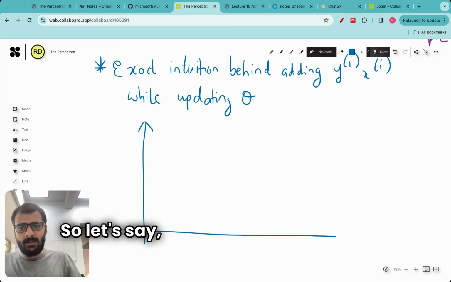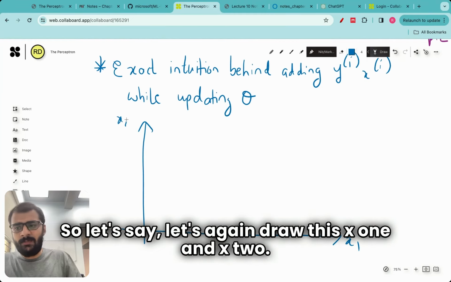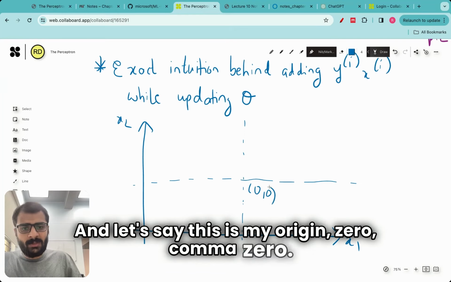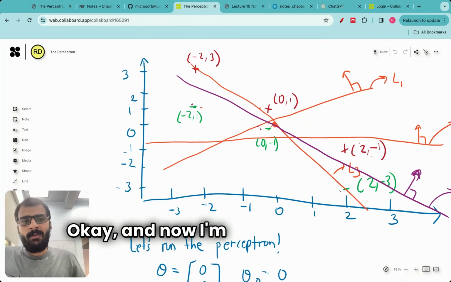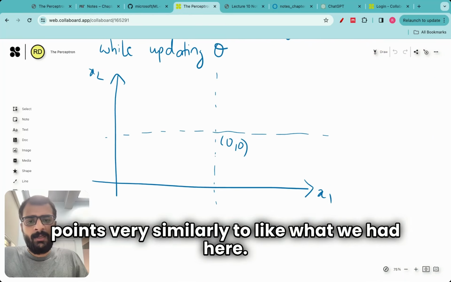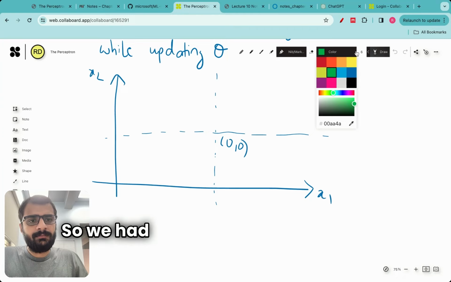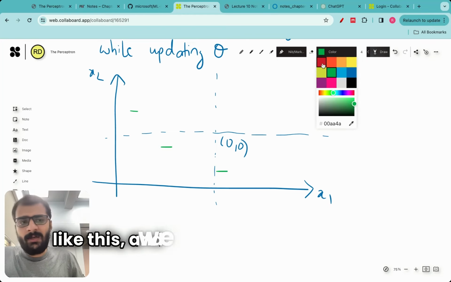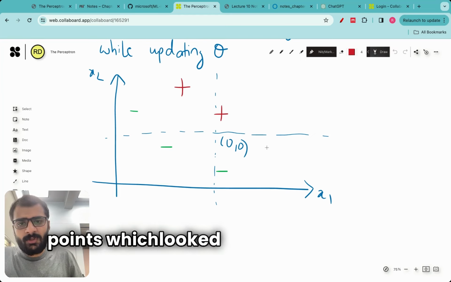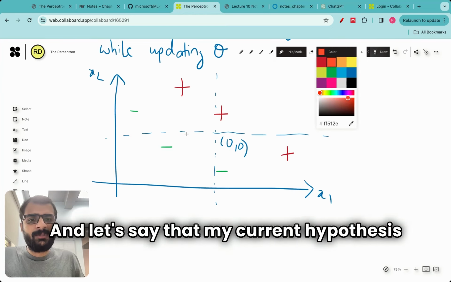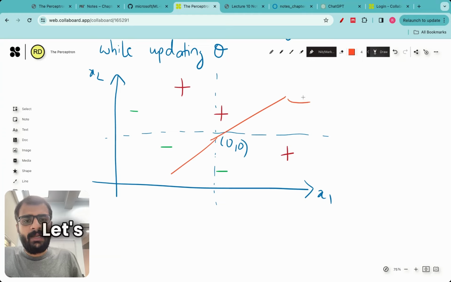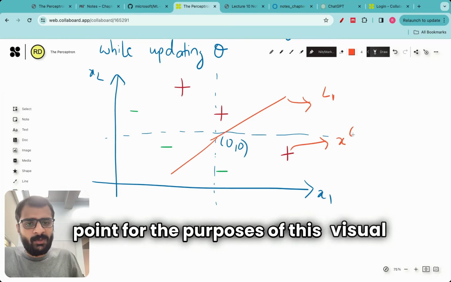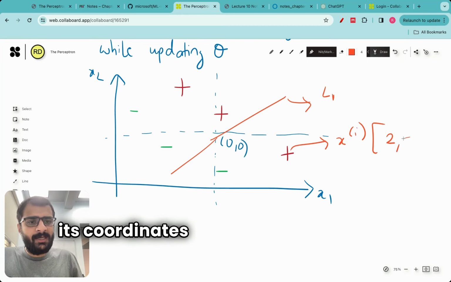So let's again draw this x1 and x2, and let's say this is my origin, 0 comma 0. Okay, and now I'm going to show the data points very similarly to what we had here. We had three negative data points, something like this, and we had three positive data points which looked somewhere like this. And let's say that my current hypothesis is this. Let's say this is my current hypothesis L1, and I'm going to focus on this particular point for the purposes of this visual demonstration. This I'm going to call xi, and its coordinates are 2 comma minus 1.